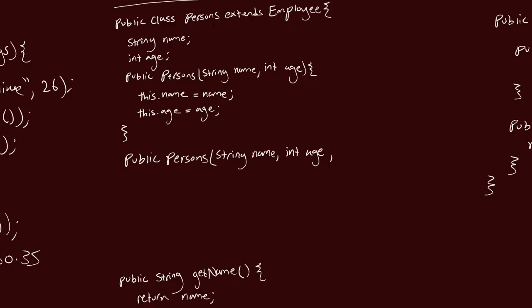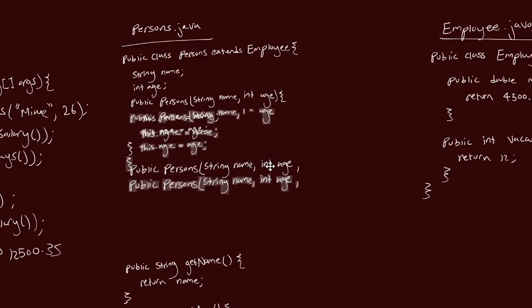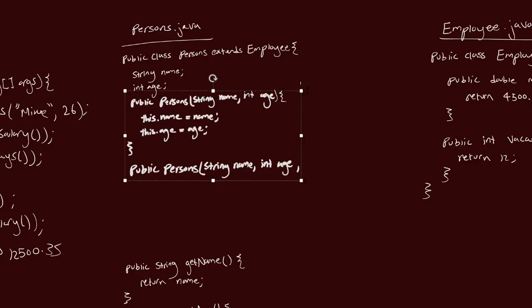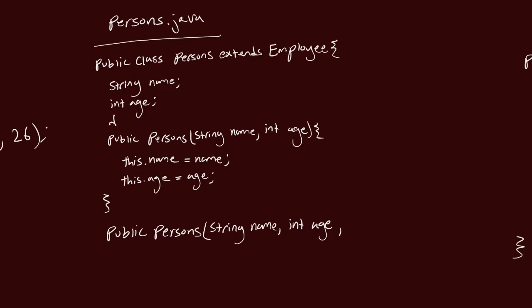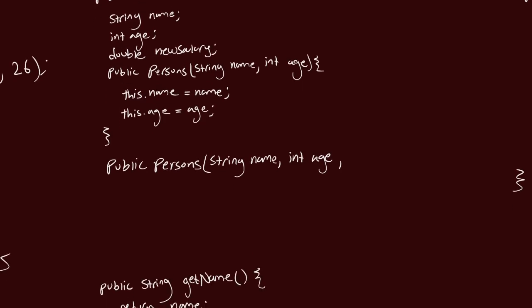So we would need to set up a new variable. We'll call it new salary. Hold on, let me quickly fix this. Okay, so here we'll create a double value and we'll call this new salary. All right, so let's include that into our constructor.